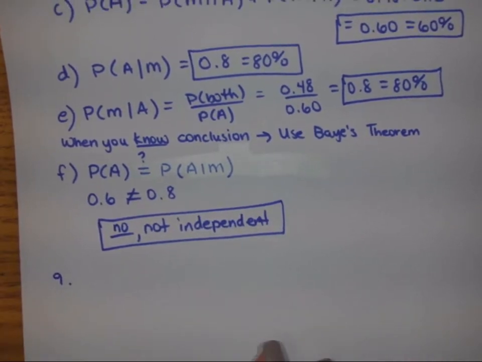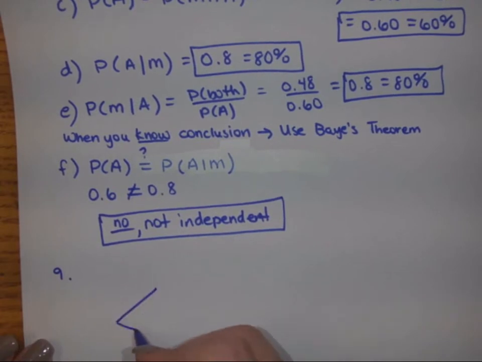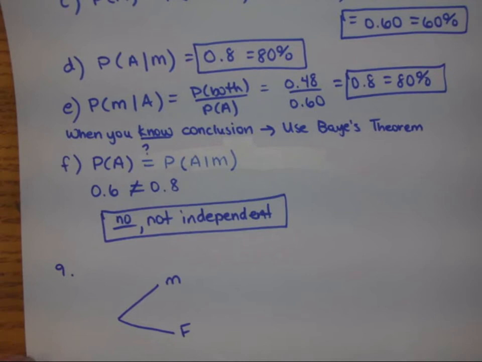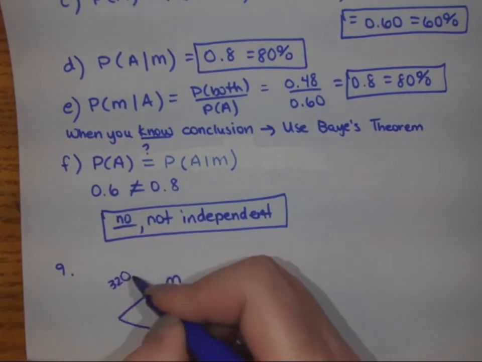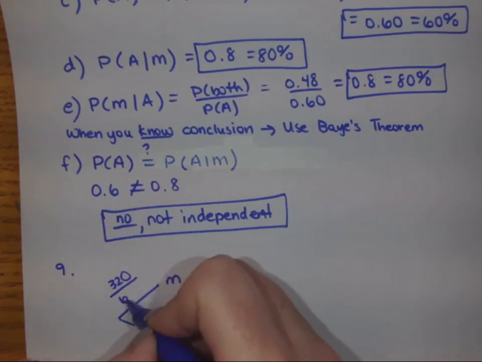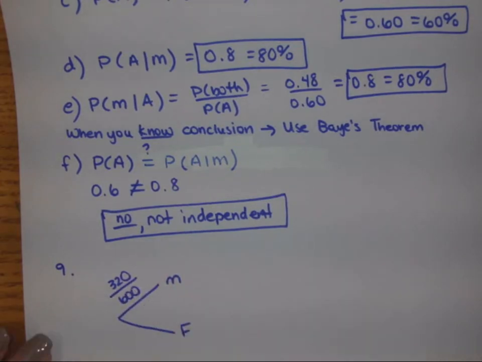For number 9, you would come up with your own tree diagram. So we've got 2 groups of employees, male and female. Okay. Notice there are 320 males. If you add the males and females together, you get 600. So 320 out of 600 is the males. 280 out of 600 are the females.